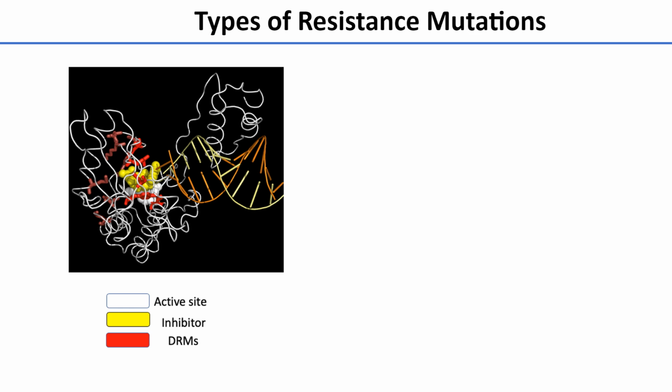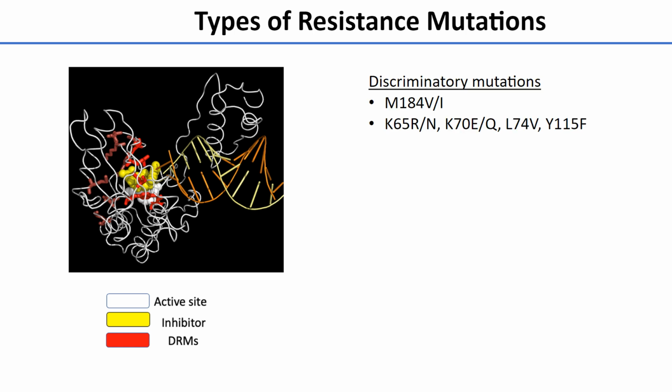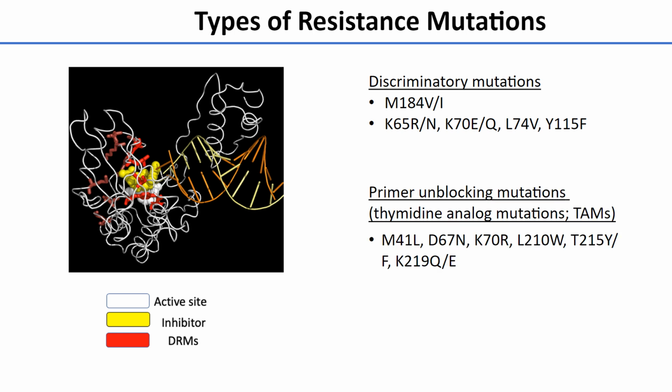The discriminatory mutations reduce the rate at which NRTIs are added to the growing viral nucleic acid primer. The thymidine analog mutations, or TAMs, make it more likely that a chain-terminating NRTI will be removed from the growing viral nucleic acid primer. These mutations are also called primer unblocking mutations. Although the TAMs are associated with cross-resistance to all NRTIs, they rarely, if ever, are selected by current NRTI combinations.